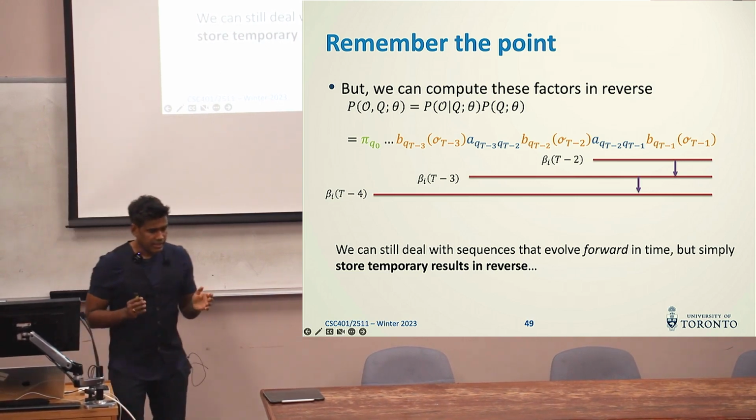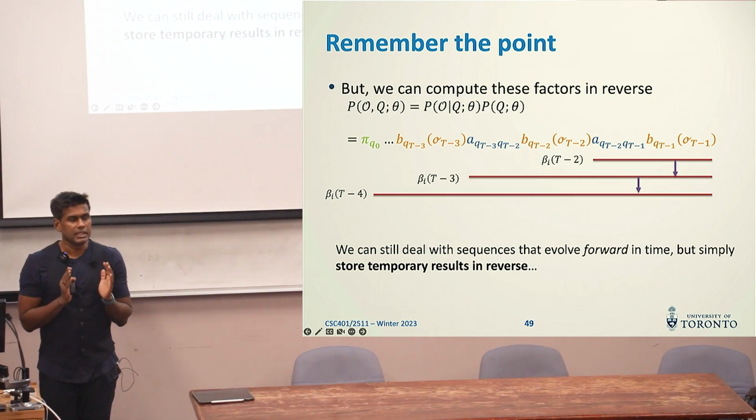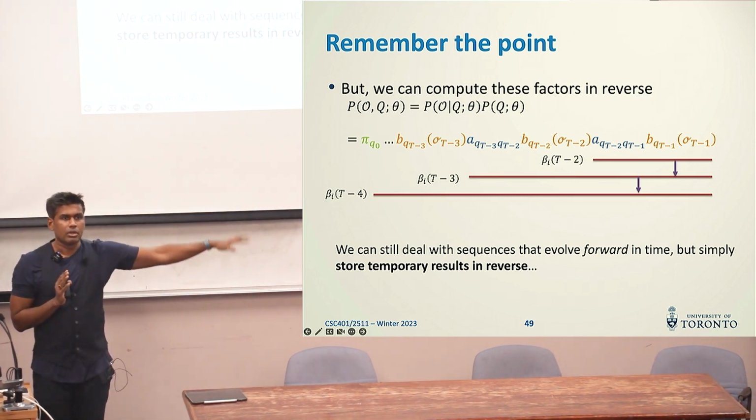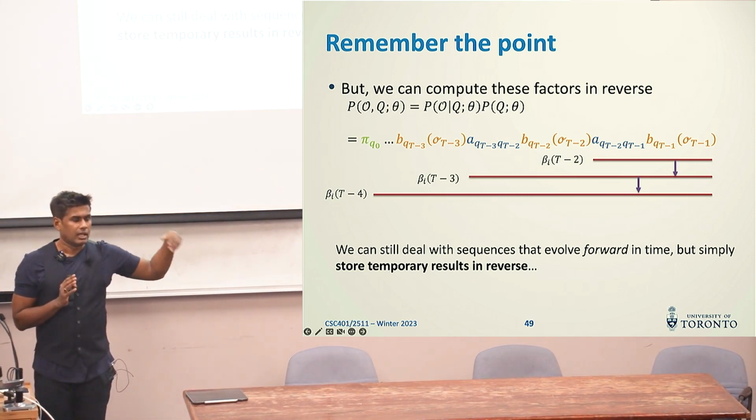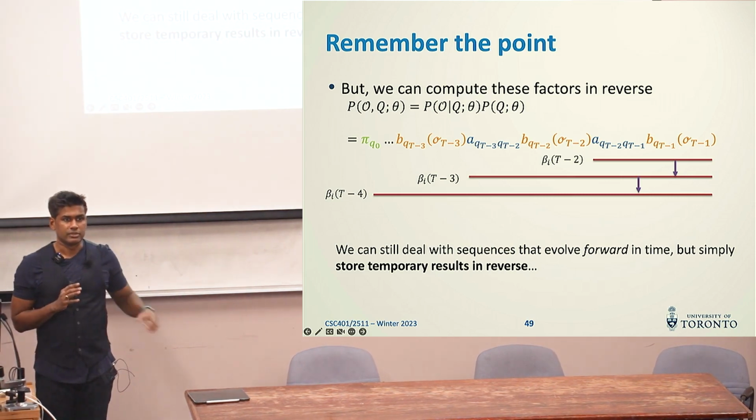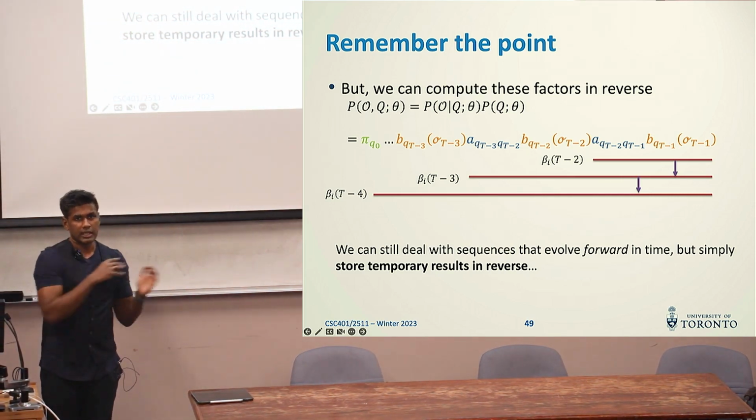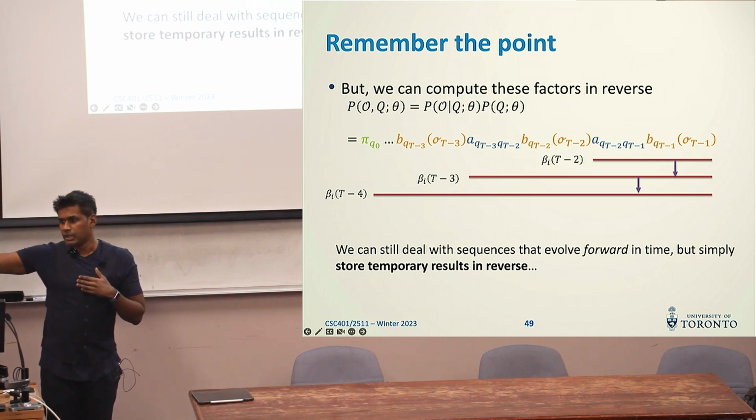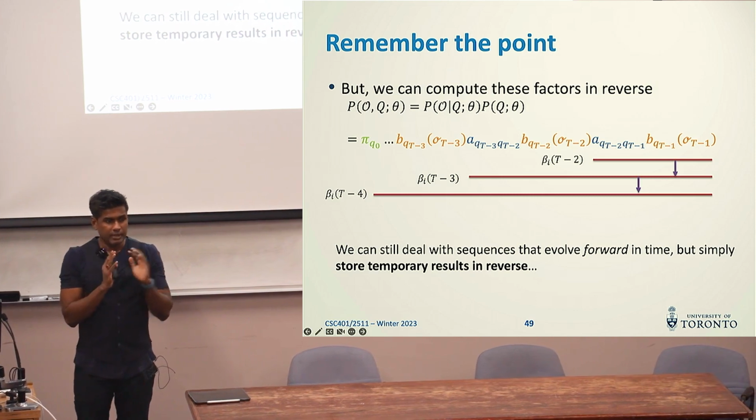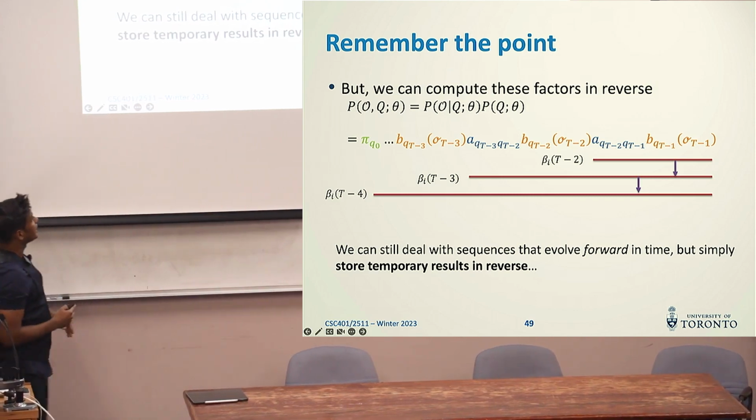Think of beta as you're standing at a time step t, and beta captures all the probabilities of your future observations. If you're a node, it captures all the probabilities of the outgoing arcs. Alpha was more from the past to the future, so beta gives you everything that's in the future, okay?